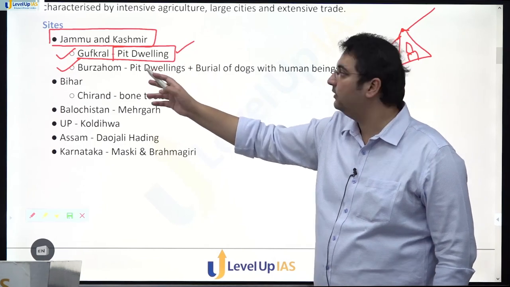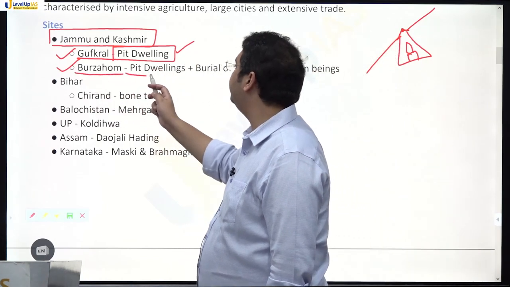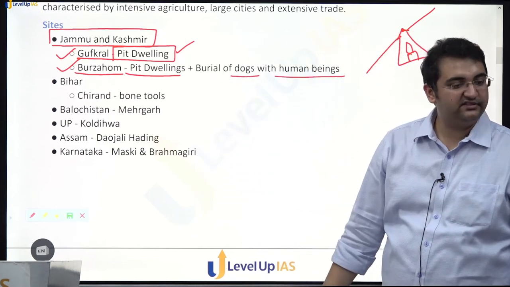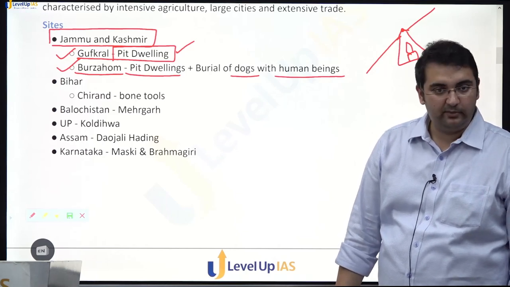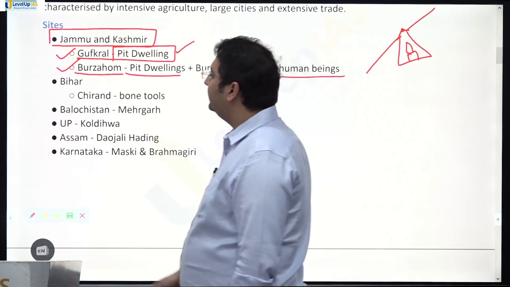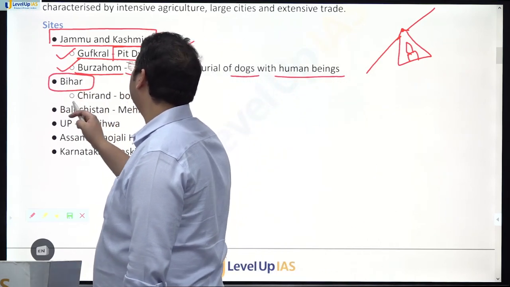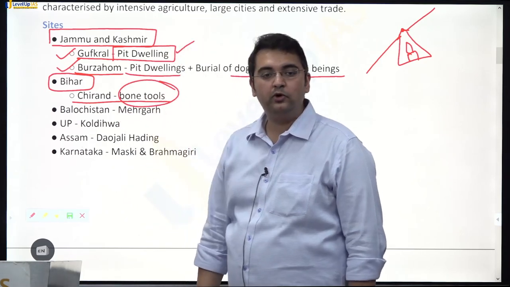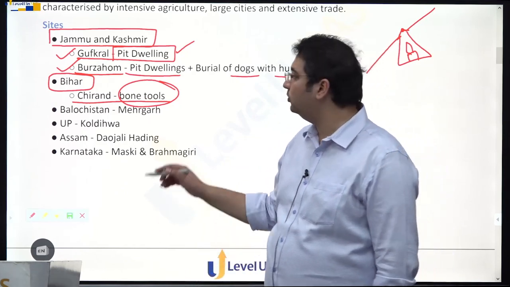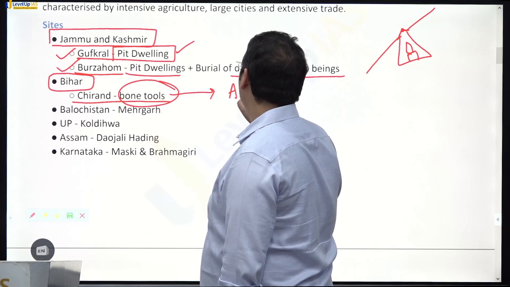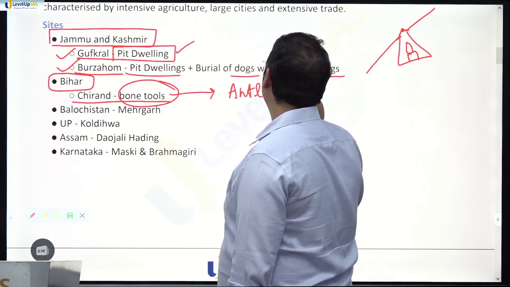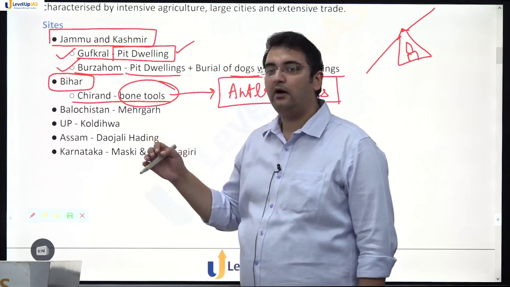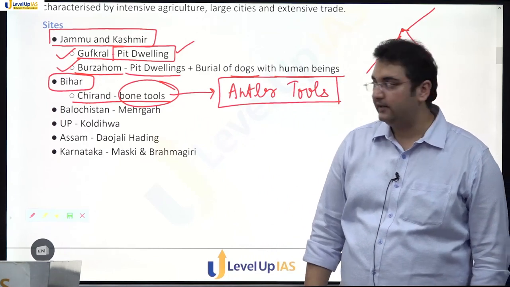From Gufkral. From Burzahome, once again we find pit dwellings plus the evidence of the burial of dogs with human beings. What does this tell you? That dogs had probably also been domesticated by this point of time. In Bihar, there is a site known as Chiran, and the unique feature over here is the use of bone tools. Now, these are not exactly bone tools. Rather, they should be called antler tools. That means tools made out of the horns of certain kinds of deer, antelopes. Okay?